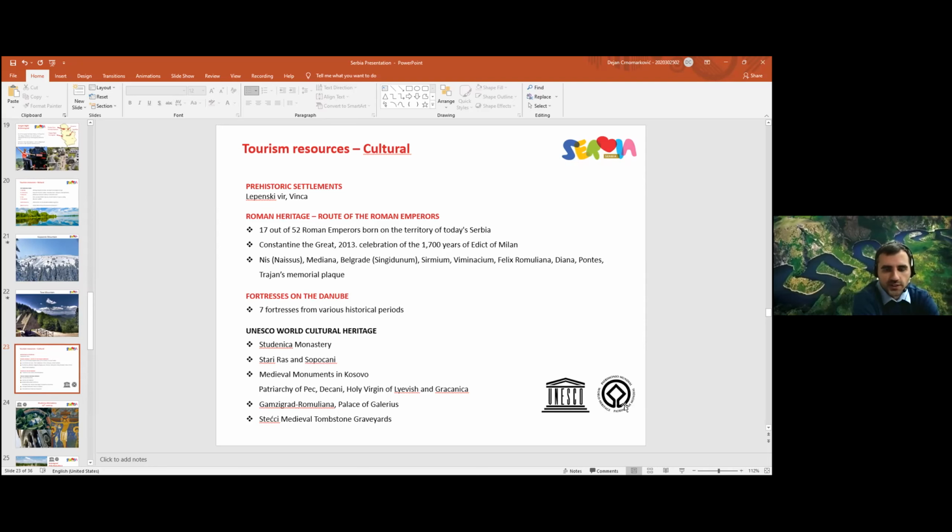And also this region, the whole region, not just Serbia, is famous for the Roman heritage, because all of this used to be a part of the Roman Empire. So actually 17 out of 52 Roman emperors were born on the territory of today's Serbia, and the most notable one was Constantine the Great, the founder of Constantinople, that is Istanbul today. So a lot of heritage that can be not only visited, but experienced in different team buildings, incentives, and organized tours.